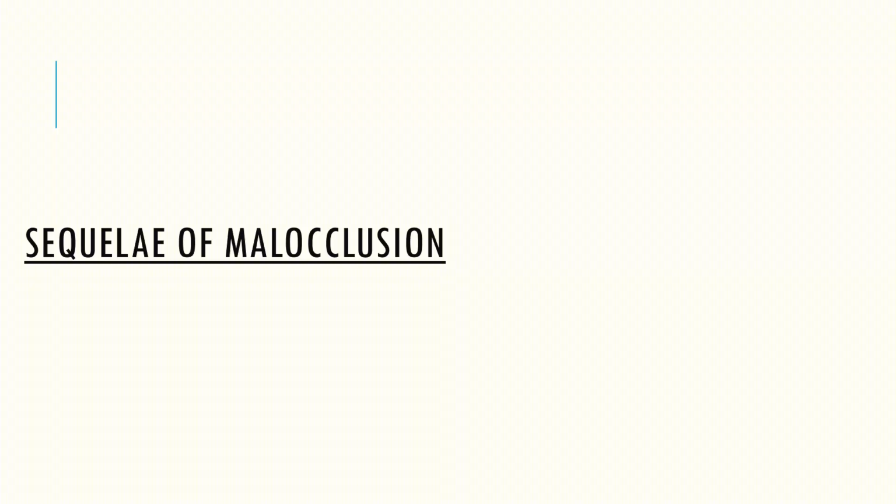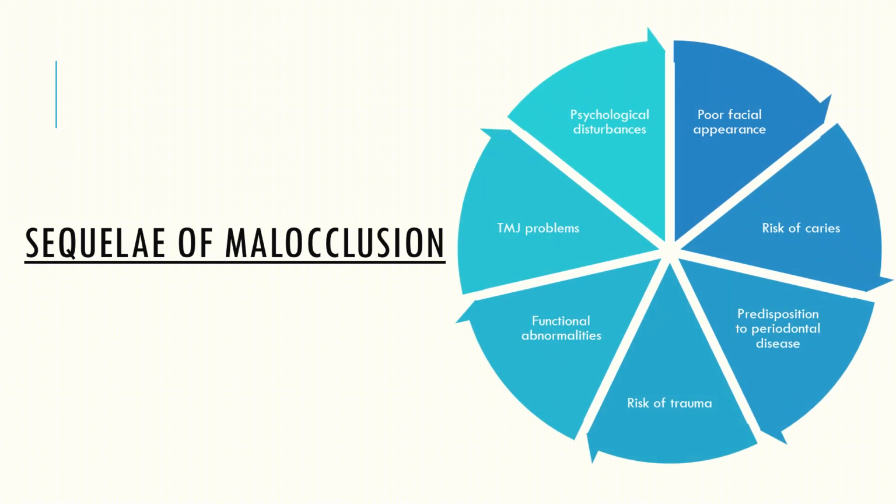Sequelae. Sequelae means the after effects of a malocclusion. What are the after effects or the sequelae to malocclusion? They can be divided into different headings. First is poor facial appearance. It is usually associated with proclination of the teeth, prognathic or retrognathic maxilla or mandible. Cleft lip and or a cleft palate can also have adverse effects on the facial appearance.